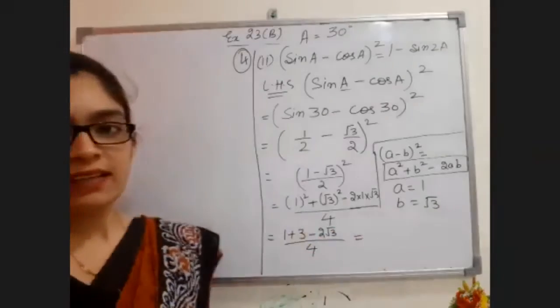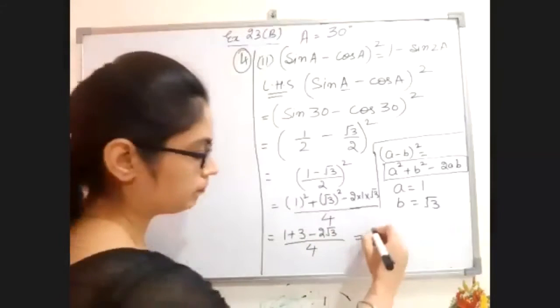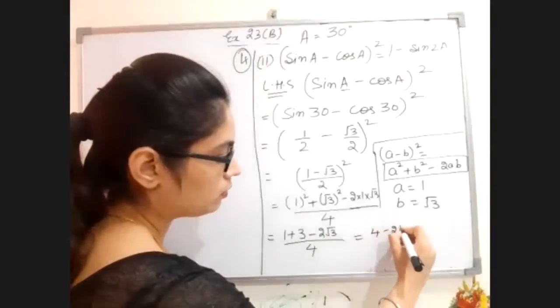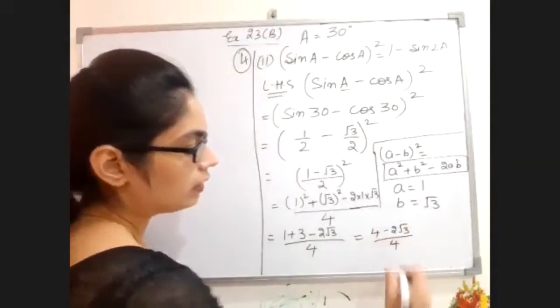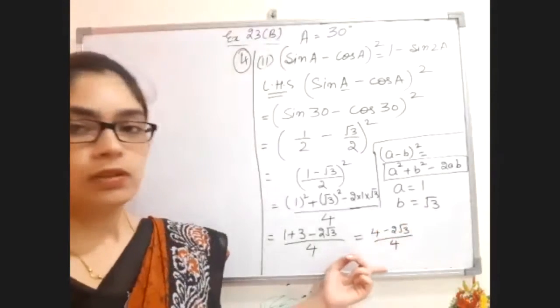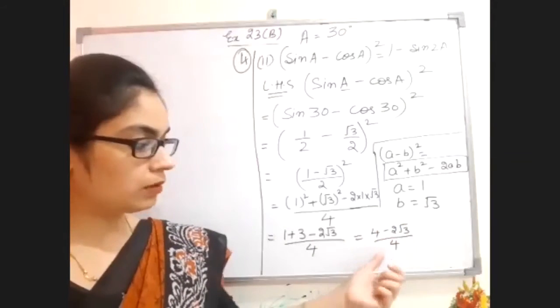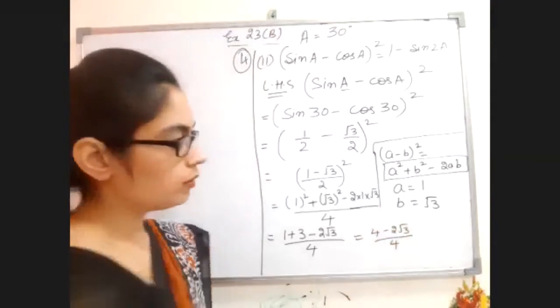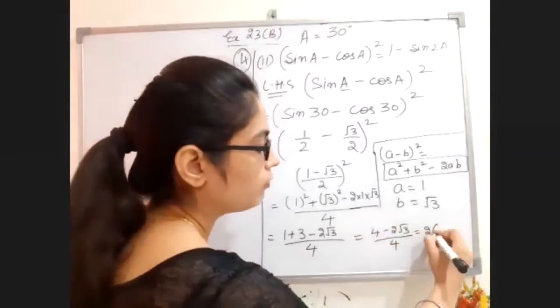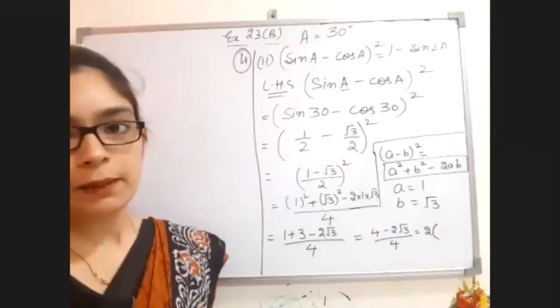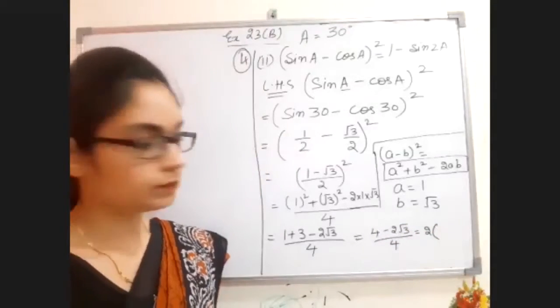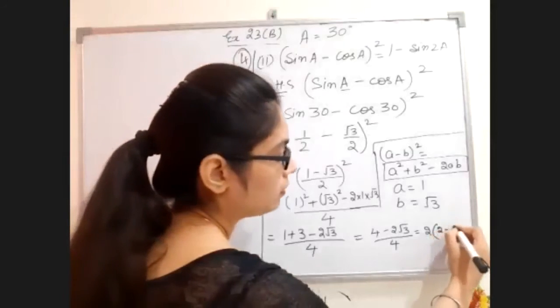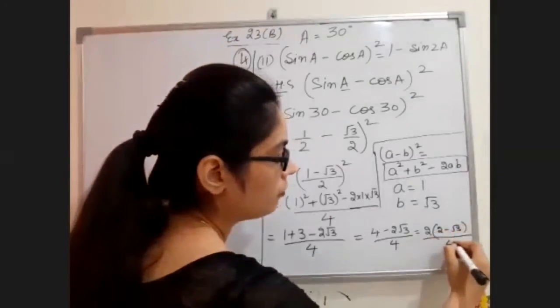So do you see this plus like term? 4 minus 2 root 3 by 4. And only 2 we can take out common, because this is one single term. If we take out 2 as common, what are we left with inside? 2 minus root 3, by 4.